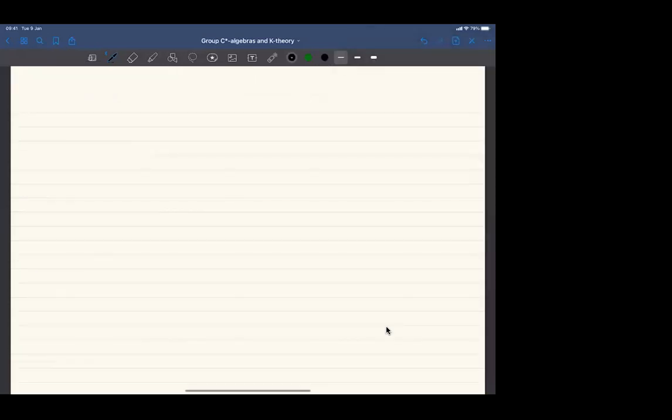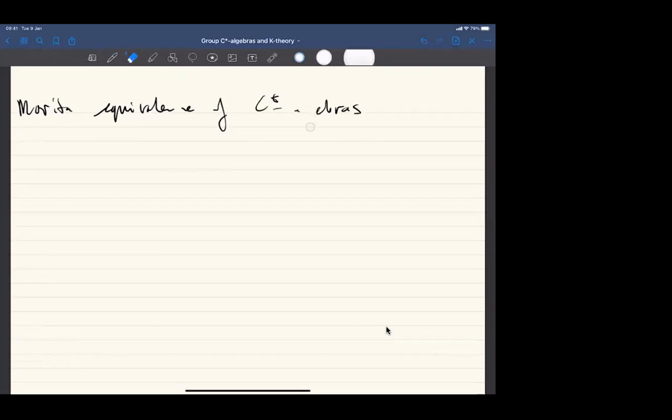Okay, I see that time is running, so let's talk about Morita equivalence of C-star algebras, and this is, after isomorphism, the most natural equivalence relation on C-star algebras, and you could even argue that it's more natural than isomorphism. Well, more natural. It's less rigid, so it allows you to introduce some freedoms in the computations that you do.